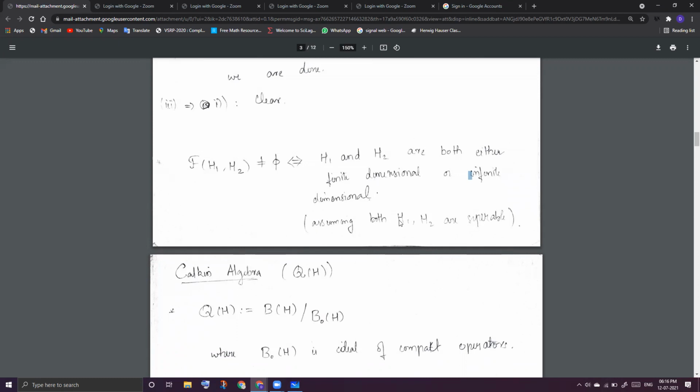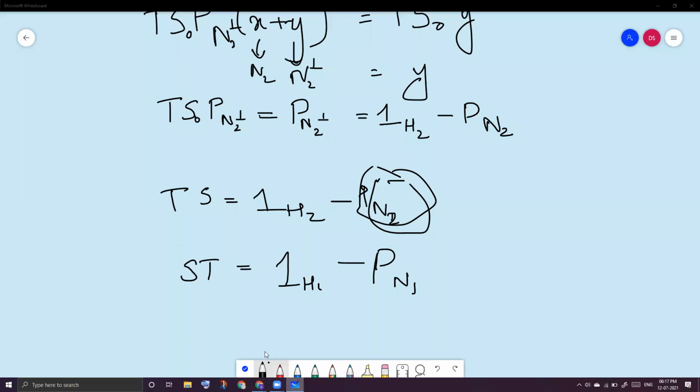And in the infinite dimensional case, we are assuming H1 and H2 are both separable. In that case, we have an orthonormal basis, so we can take the basis elements to basis elements as a bijection, and this gives us an operator that is Fredholm. Again, this can also be proved in this way.